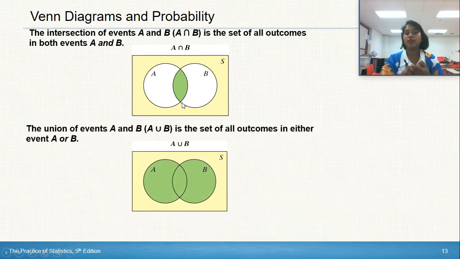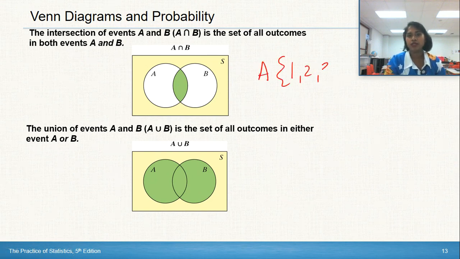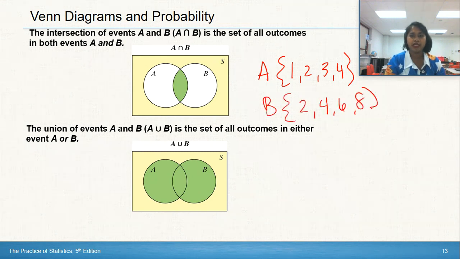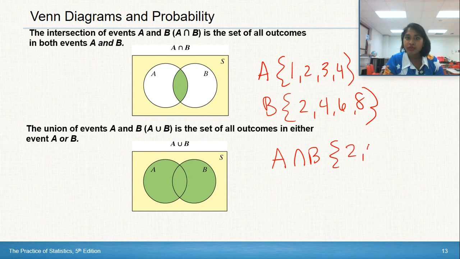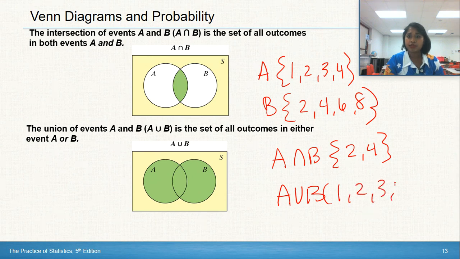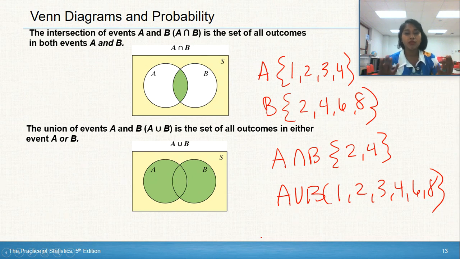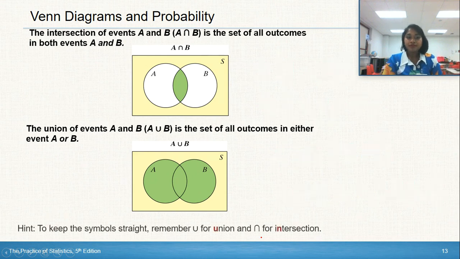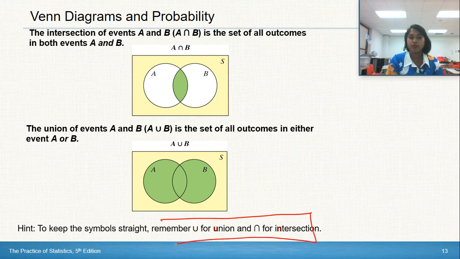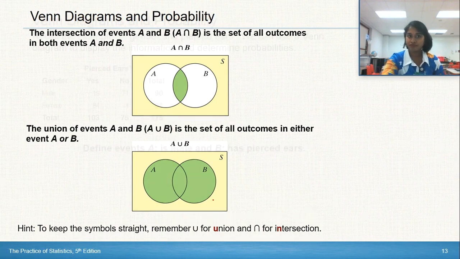And then for union, this would be all outcomes. So if I had A was 1, 2, 3, and 4, and B was 2, 4, 6, and 8, then my intersection, A intersect B, would be 2 and 4. And then A union B would be 1, 2, 3, 4, 6, and 8. So it's just a more numeric representation of this concept. Here is that hint again. Remember to keep your symbols straight, U for union, N for intersection.